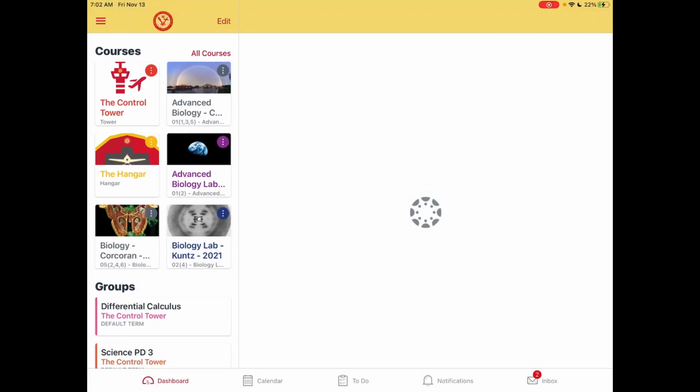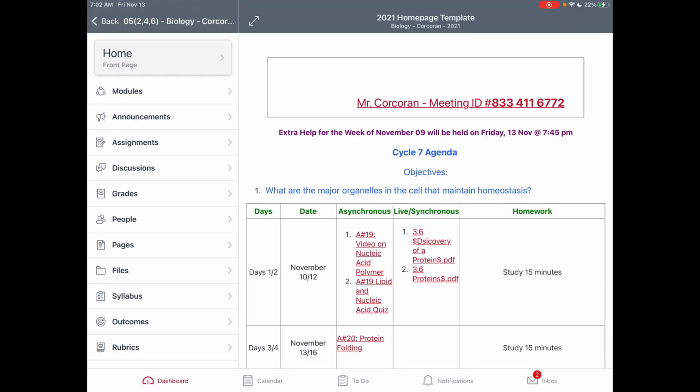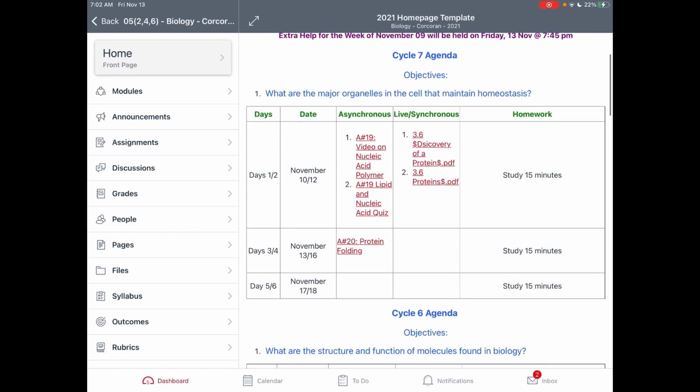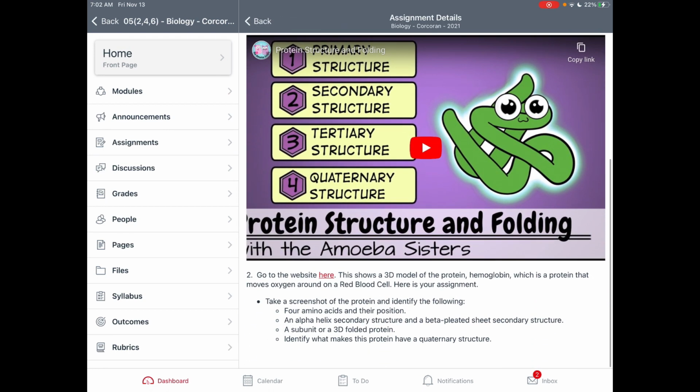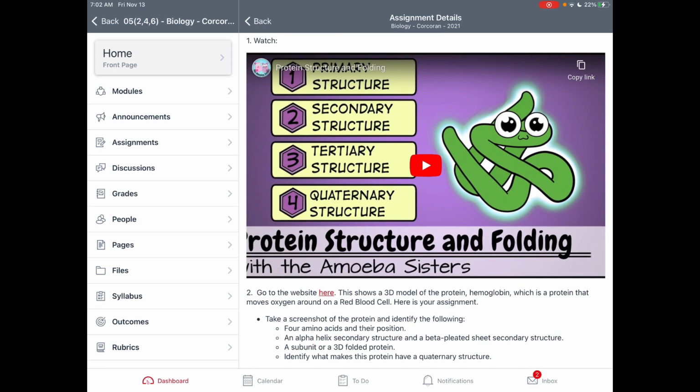Okay, gentlemen, so what you're going to do for this assignment is just click on A20, protein folding. You're going to watch this video, and then I want you, after you watch the video, to see if you understand how proteins fold. So we're talking about protein folding.